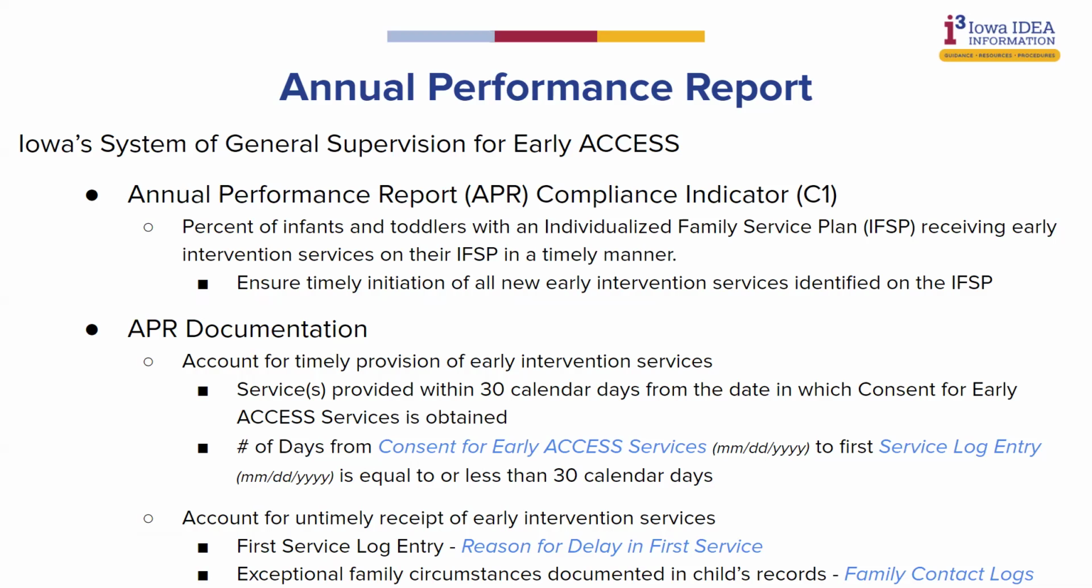Every service must provide an account for untimely provision of early intervention services. The reported reason for delay in first service is also reviewed and considered as a part of the reason for delay. While the agency must address circumstances in which services are untimely, family reasons for a delay are reported as exceptional circumstances. The child's family contact logs must include the details which report the reason for the delay.